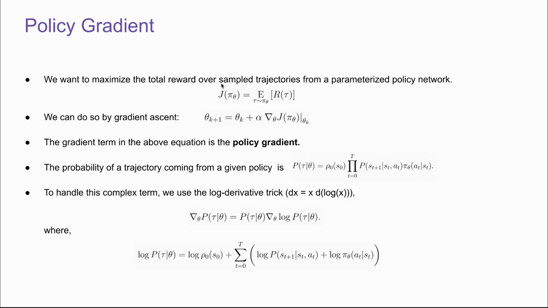We want to maximize the total reward over sample trajectories from a parameterized policy network, as depicted in this formula. We can do so by gradient ascent. If you're familiar with machine learning, you should be familiar with gradient descent. Gradient ascent is basically the same concept, it's just minimizing, maximizing. You can consider this gradient descent, it's the same. So the gradient term in the above equation is the policy gradient right here. So the probability of the trajectory coming from a given policy is this formula right here. And then if you want the derivative of this, you need to use the log derivative trick, and then you can get the derivative of this probability.